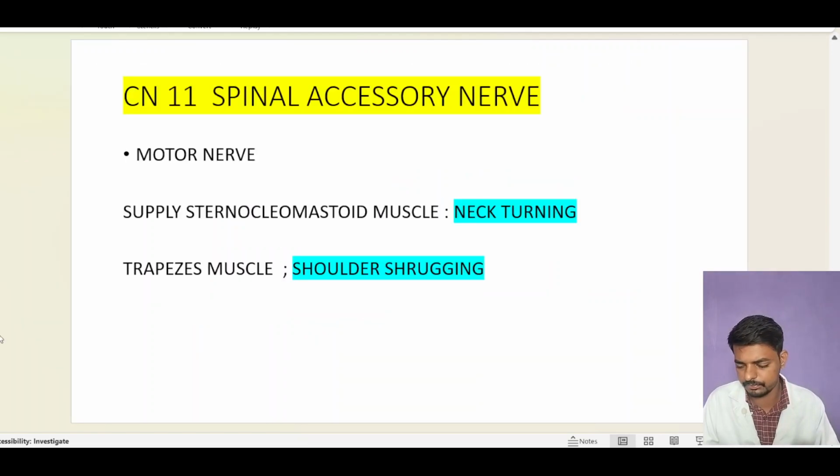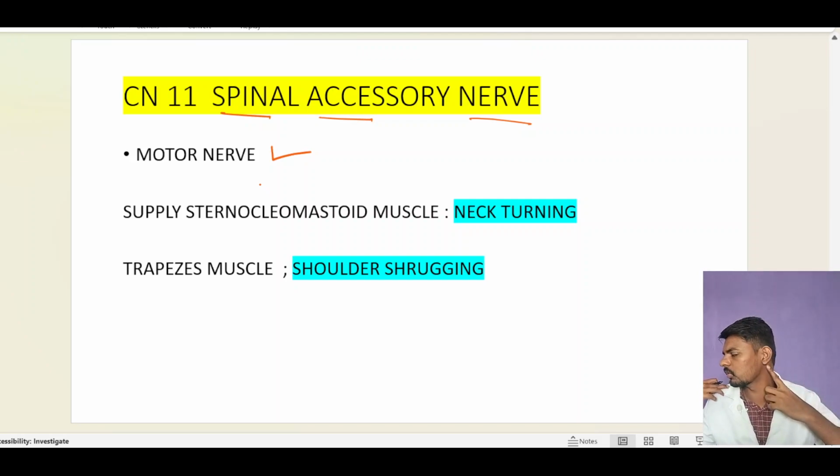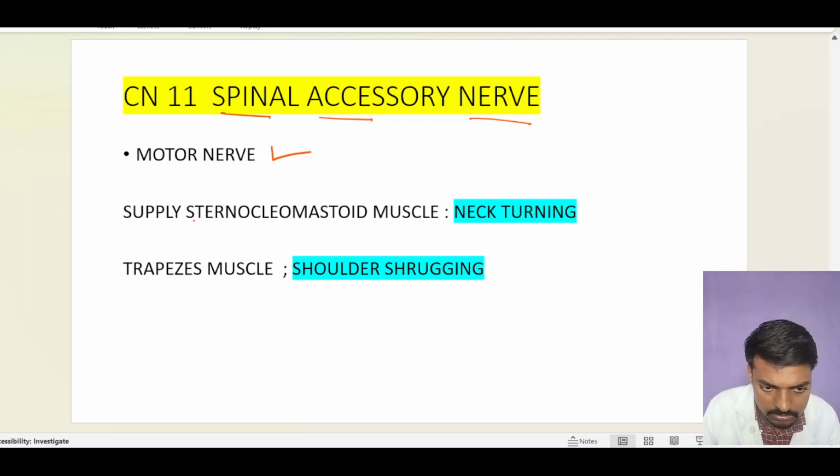Very important. The next cranial nerve is cranial nerve number 11, the spinal accessory nerve, which is a pure motor nerve. It supplies, a very important point, the trapezius muscle and the sternocleidomastoid muscle. The sternocleidomastoid muscle runs from the sternum to the clavicle, and up to the mastoid. That is called the sternocleidomastoid muscle.